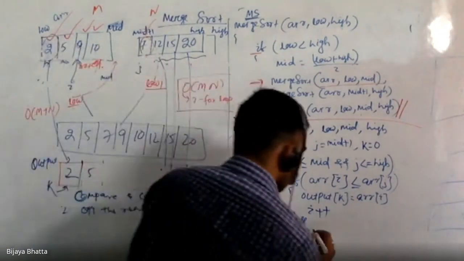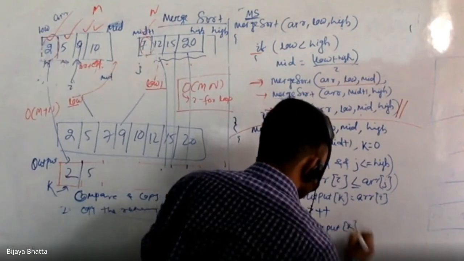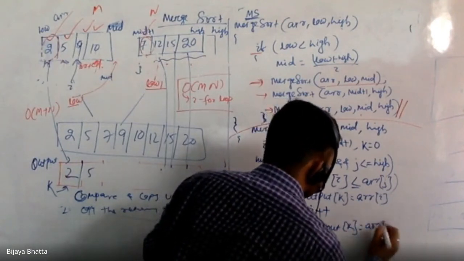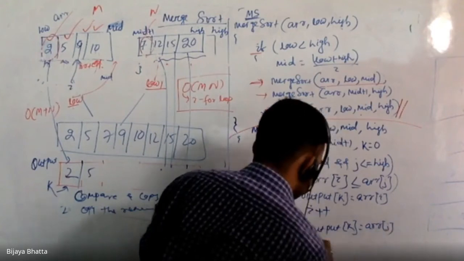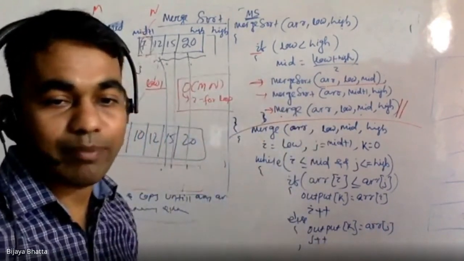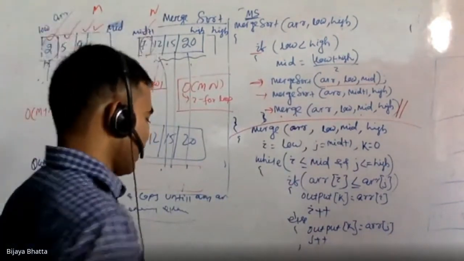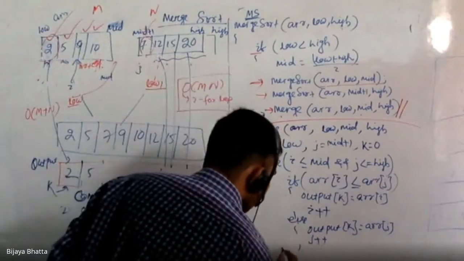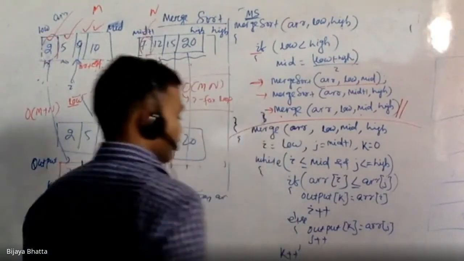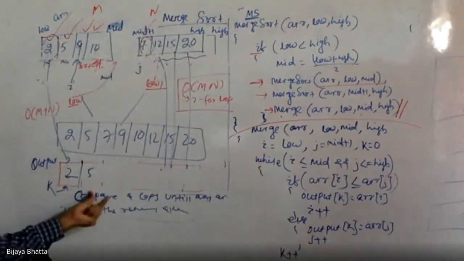So that means output of k equal to arr of j, then j plus plus, right? So j plus plus will happen. And one more thing, once this is done, you are not doing k plus plus separately, you will do it outside, right? Because whether i plus plus or j plus plus, whatever element is coming, k plus plus.